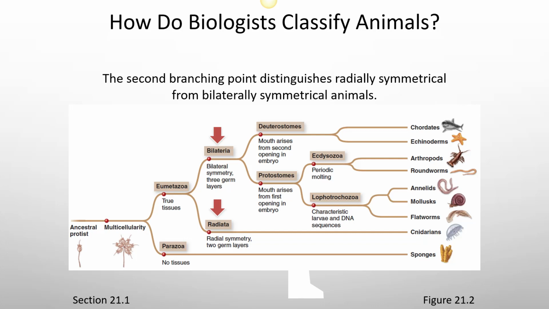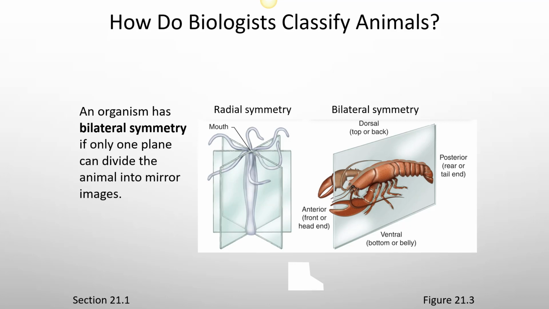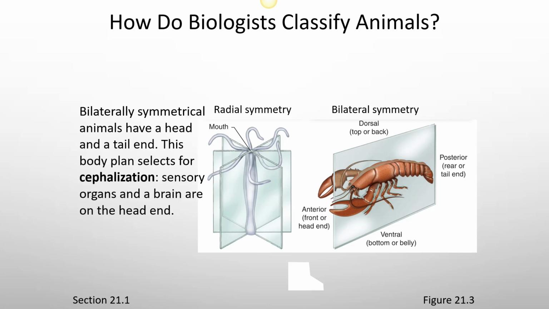The second branching point distinguishes radial symmetry from bilateral symmetry. An organism has radial symmetry if any plane passing through its body from the mouth to the opposite end creates mirror images. An organism has bilateral symmetry if only one plane can divide the animal into mirror images. Bilaterally symmetrical animals have a head and a tail end. This body plane selects for cephalization. Sensory organs and a brain are on the head end.